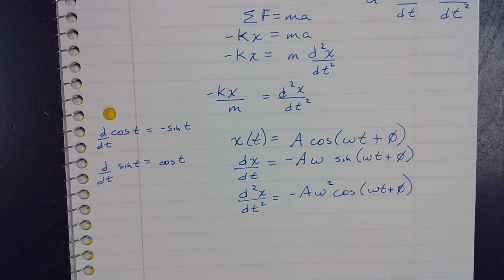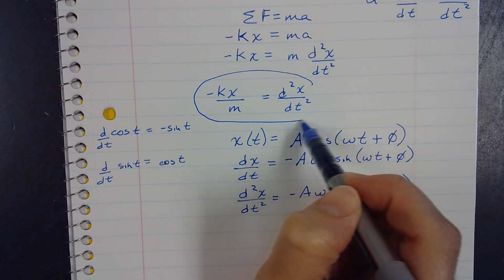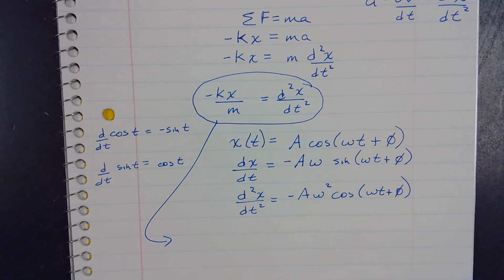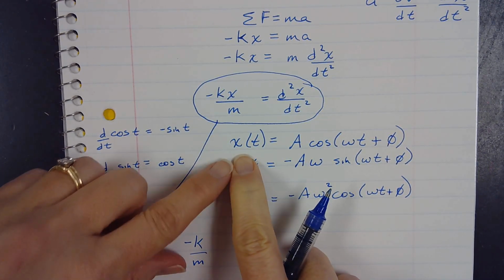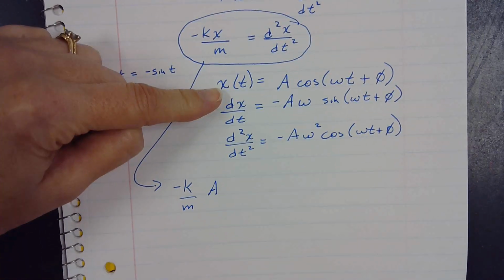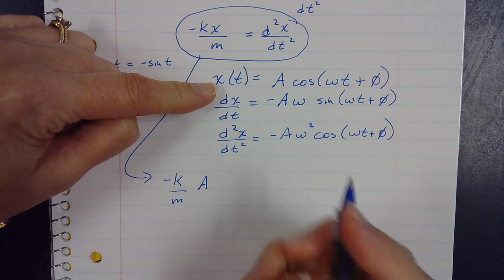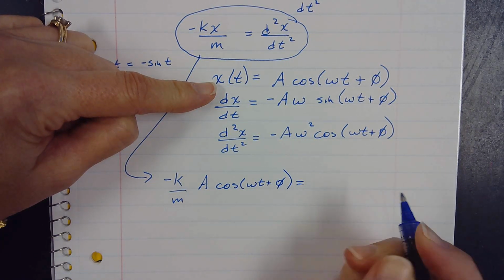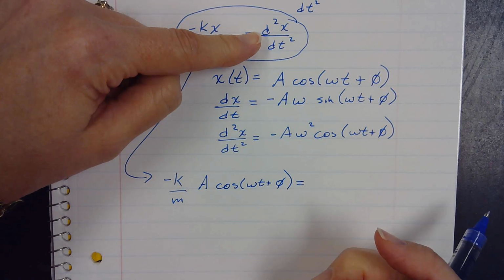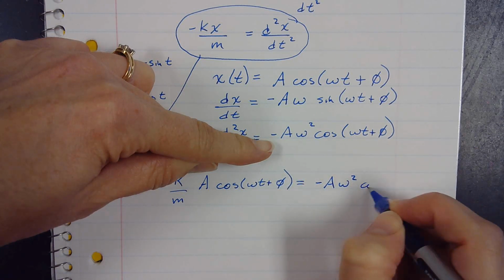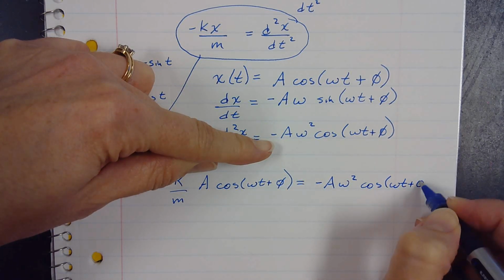And then this is what's cool. Remember, this is the equation we're trying to solve. So now we're actually going to do it. Negative k over m times x. Well, x is this whole function. A, let me slide this up, but not too much. There we go. A times the cosine of omega t plus phi equals. On the other side, I need the second derivative. Well, that's here. Negative omega squared cosine of omega t plus phi.